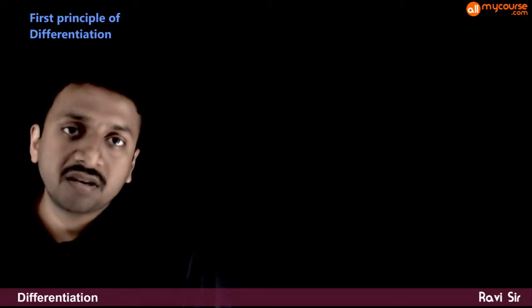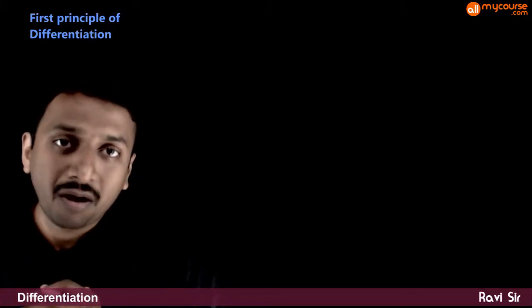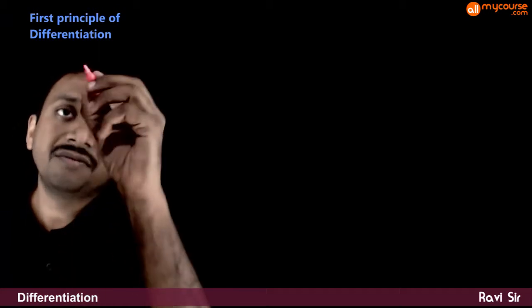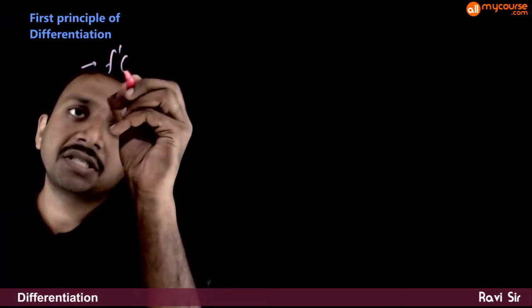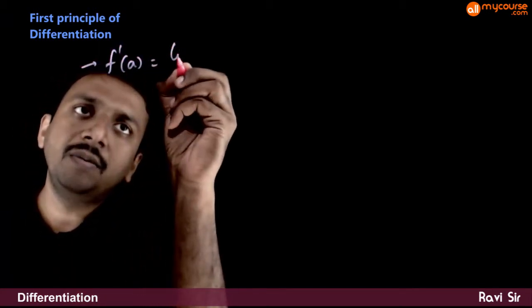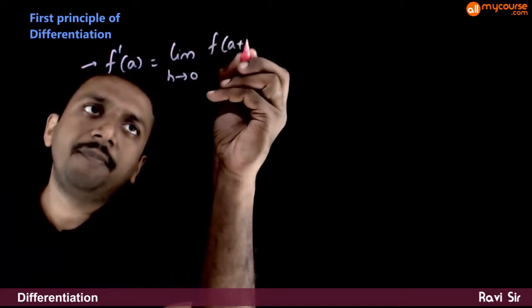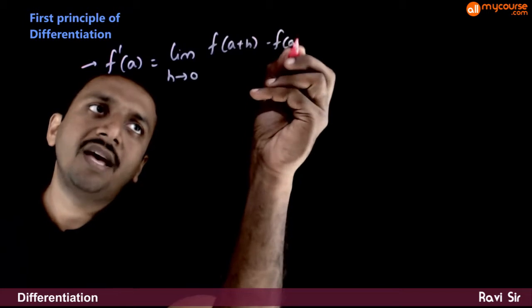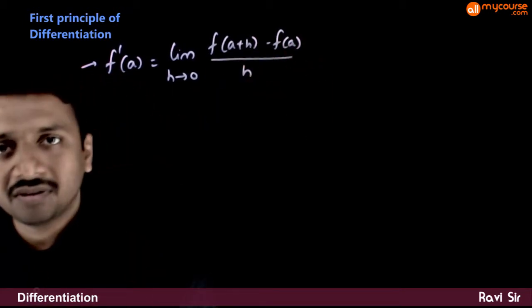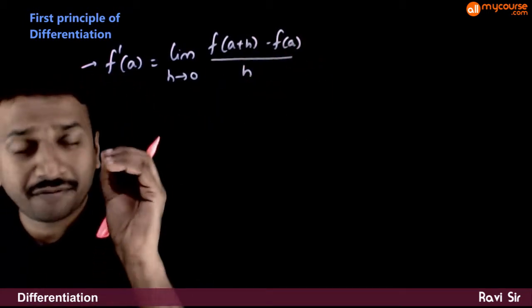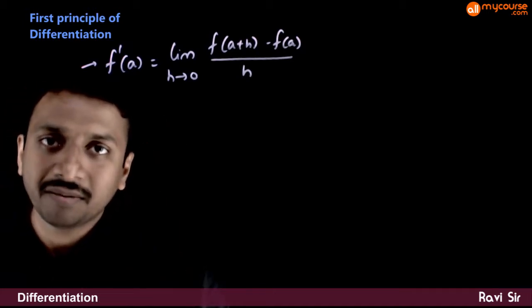So this brings us to the first principle of differentiation. So we have seen that f dash of a is equal to limit h tends to 0 f of a plus h minus f of a by h. This is the derivative of f at any point x is equal to a.